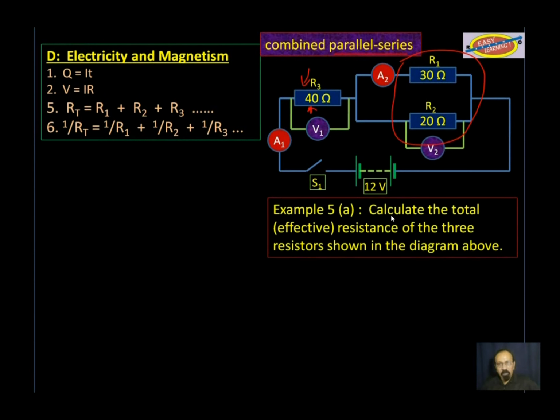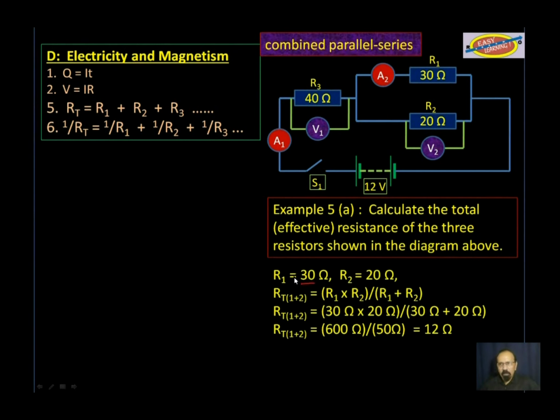So the first part of the question says, calculate the total, which is the effective resistance, of the three resistors shown in the diagram above. So what we will have to do is calculate these two that are in parallel, then treat those two as one that is in series with this one over here.